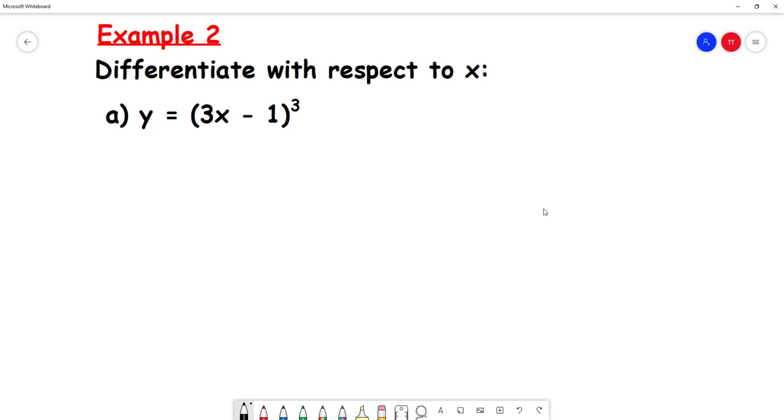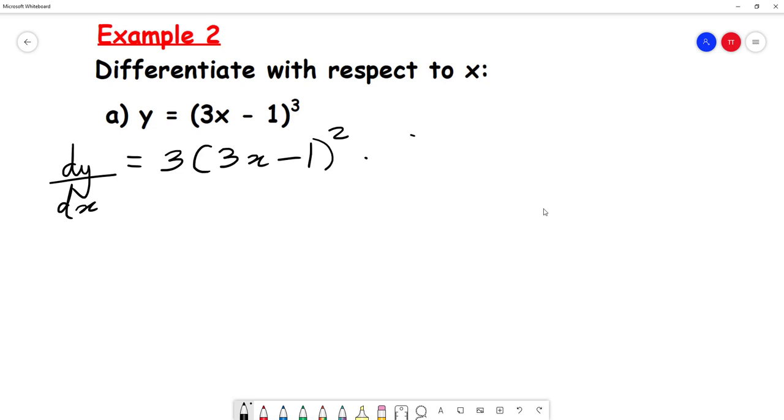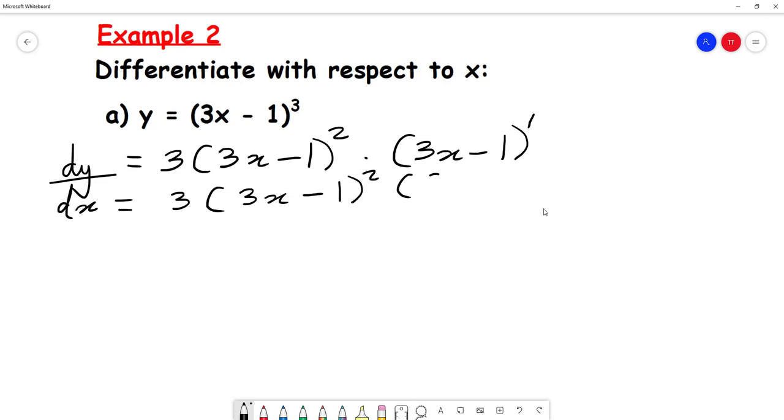Okay, welcome back. So we're going to start off by saying that dy by dx equals, bring the power down, so we get 3 times (3x minus 1), reduce the power by 1, which is 2, times by the differentiation of the bracket, (3x minus 1) dashed, the dash means differentiate. So we get 3 (3x minus 1) to the power of 2. We differentiate the bracket, we get 3. 3 times 3 gives me 9. 9 times (3x minus 1) to the power of 2. And that's now been differentiated.